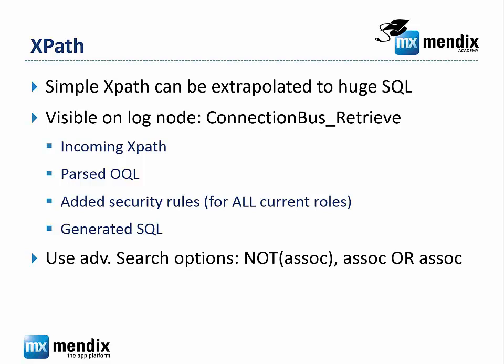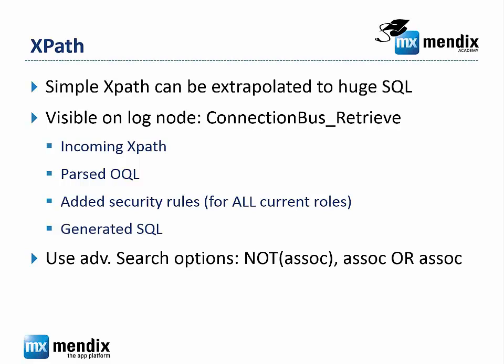So you can view XPath queries and constraints in the ConnectionBus_Retrieve log level. And as I mentioned before, there are 2 types of level. There is debugging and tracing. In the debugging, you can see incoming XPath constraints. While in the trace, you can see the parsed OQL, all the added security levels, and what the generated SQL queries are.